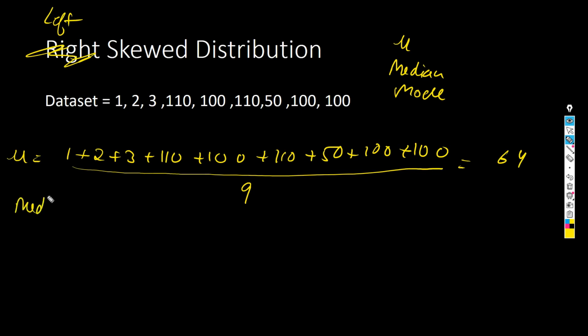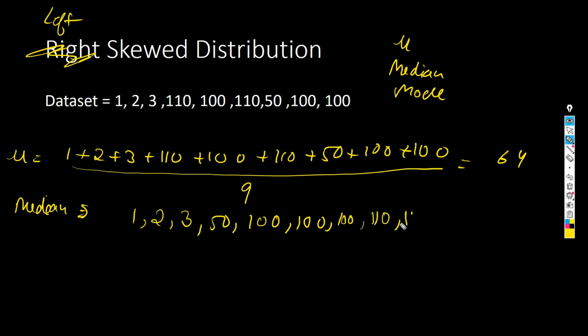And for median, we know that we first have to convert the data into ascending order. So the order will be 1, 2, 3, 50, 100, again 100, again 100, again 100, then 110, then 110. So let's see what the median will be. The number of elements is 9, so it is odd. So our median will be 100.